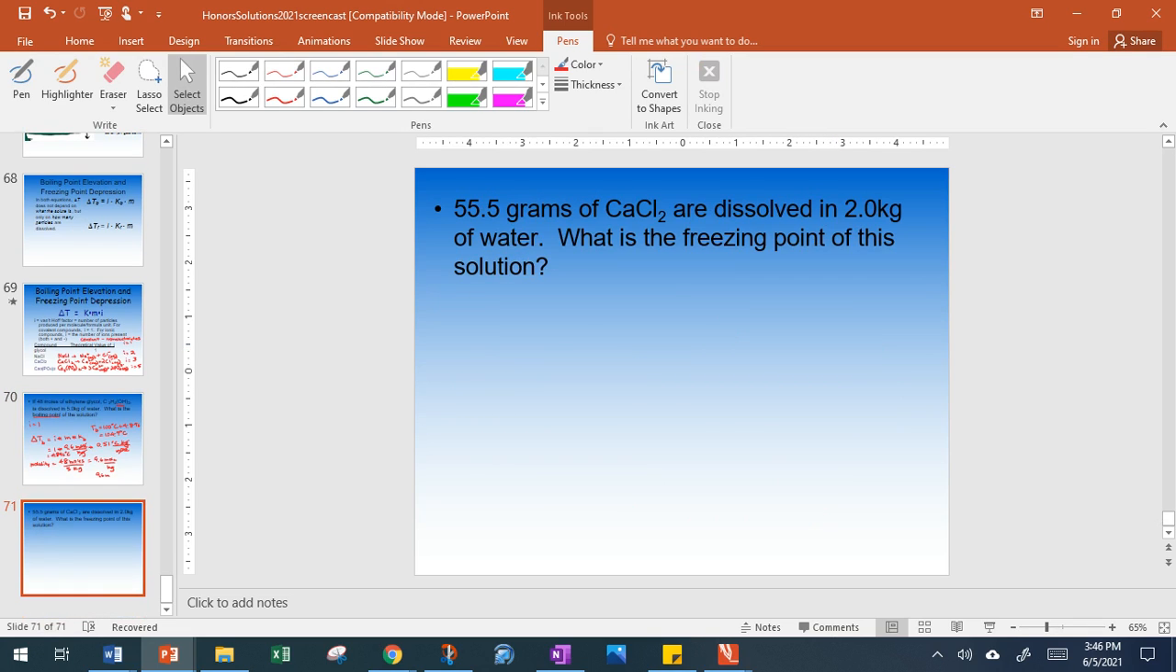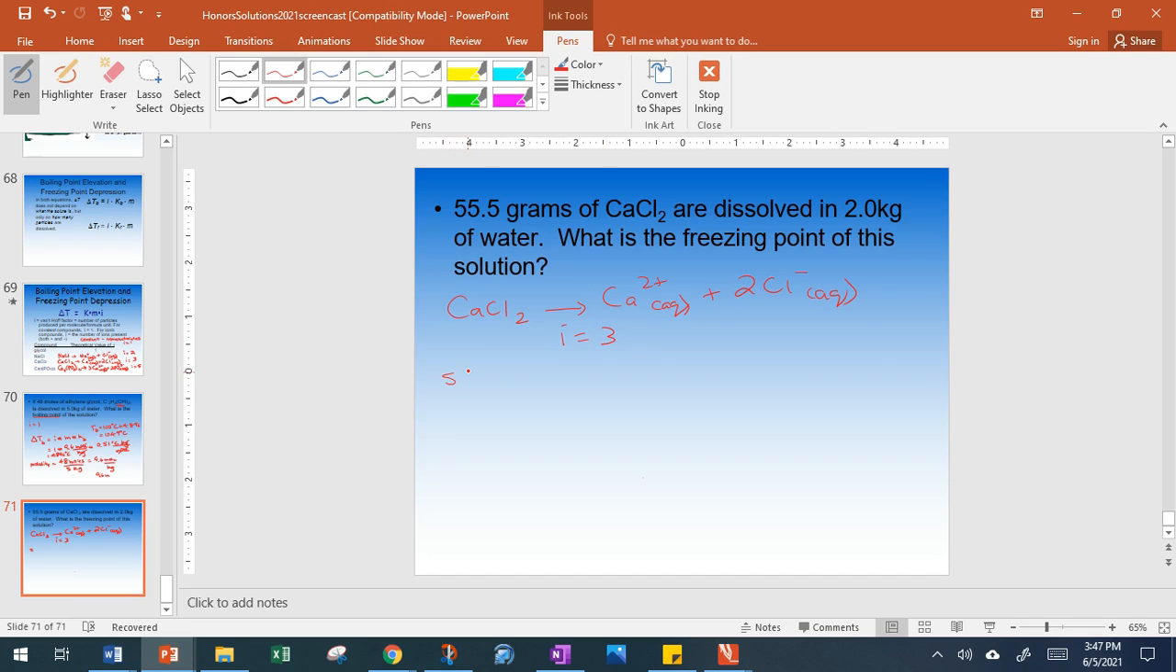Here we have calcium chloride. So here we have to actually calculate the molality, and we also have to calculate the I, because calcium chloride is ionic. So whenever you have something that's ionic, you're going to have to calculate the I. So remember, with calcium chloride, in solution, this will form a calcium ion plus 2 chlorine ions. So we know that I is equal to 3.